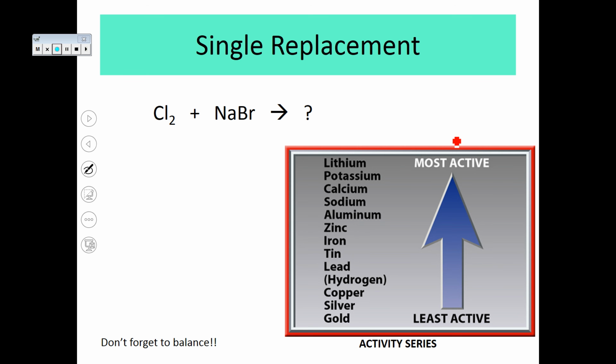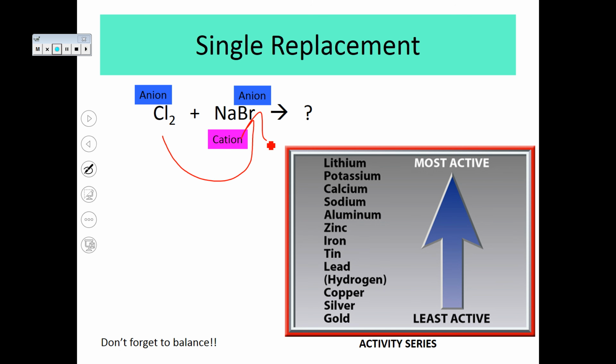All right, let's take a look at this one. This is chlorine plus sodium bromine. Chlorine is an anion. Sodium is a cation. Bromine is an anion. So which element is the chlorine going to replace? It is going to replace the bromine in this case.